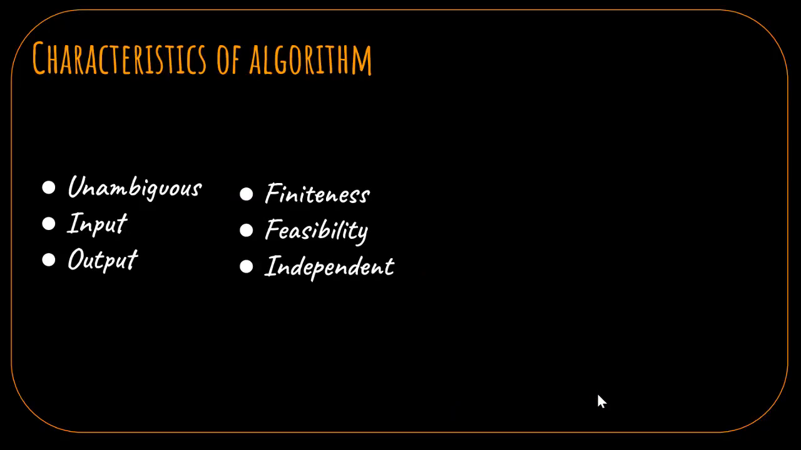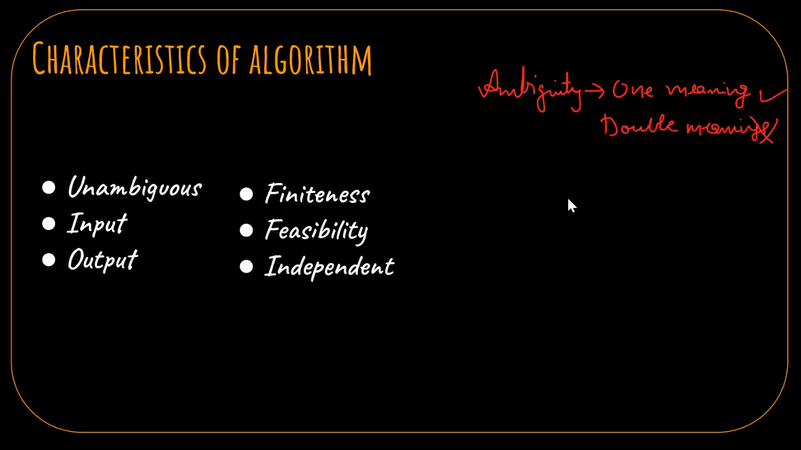First thing, the algorithm should be free from ambiguity. And by ambiguity, what I mean is that an algorithm should convey only one meaning, and it should not confuse anyone by giving double meanings. So whatever is written in the algorithm, each statement should convey a single meaning.